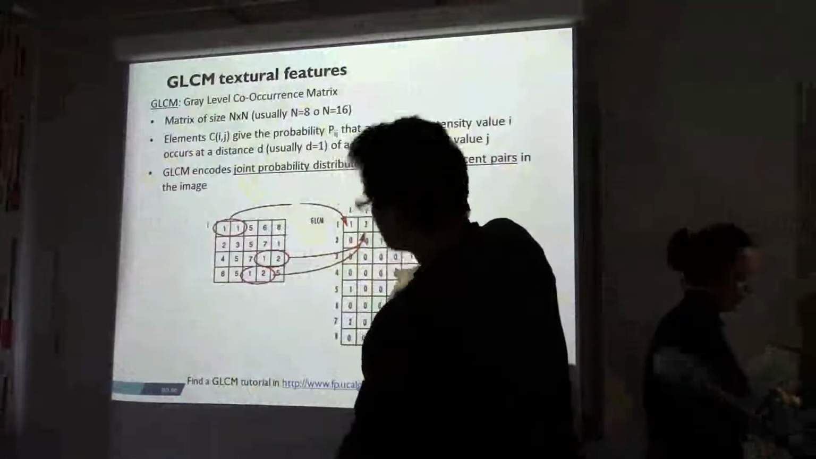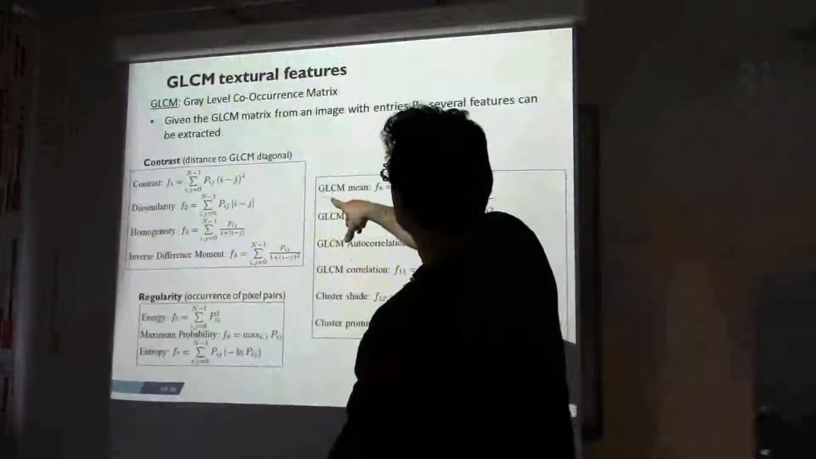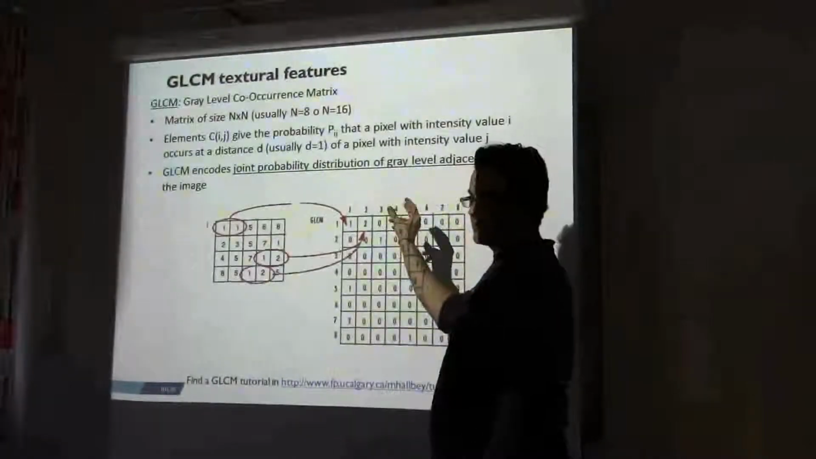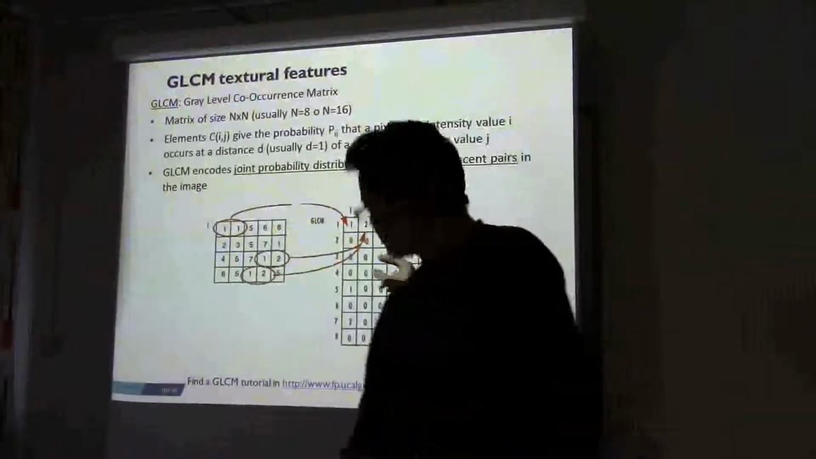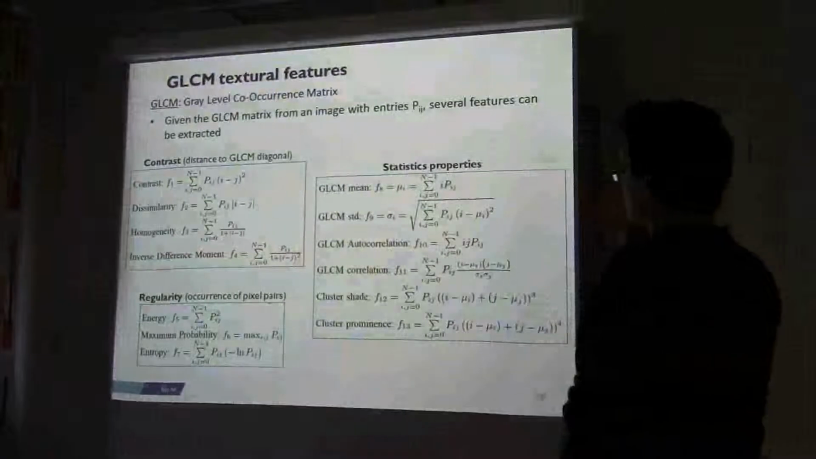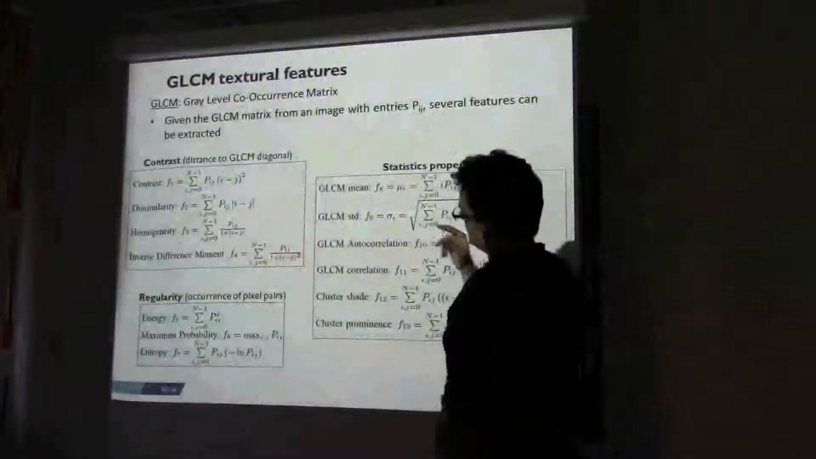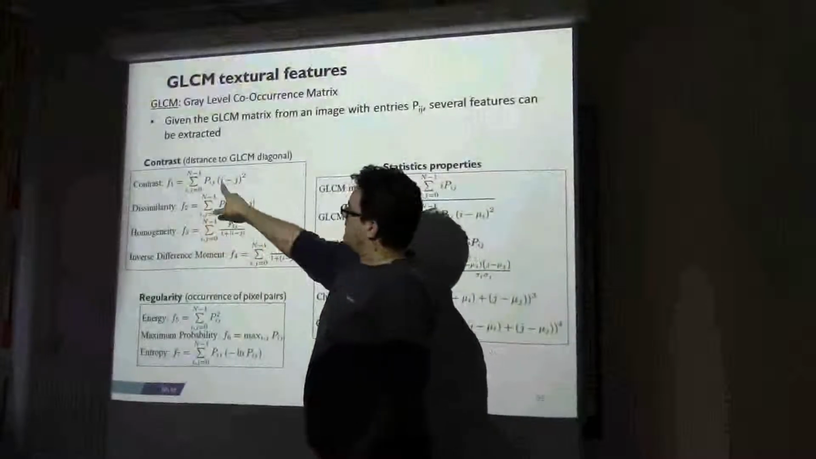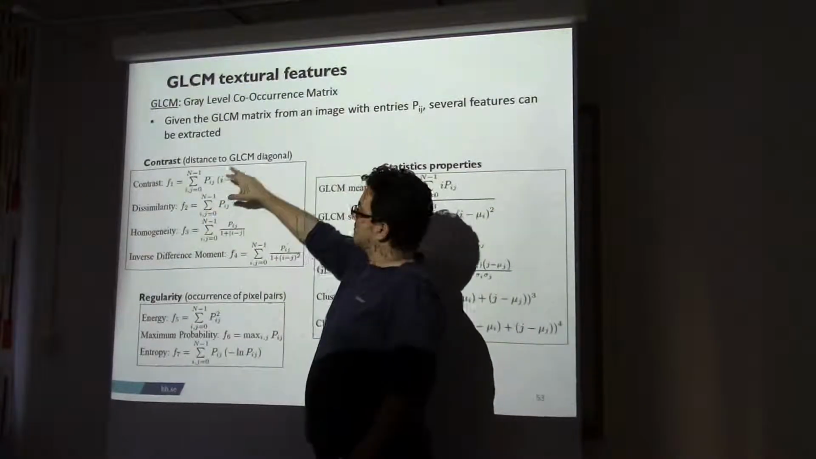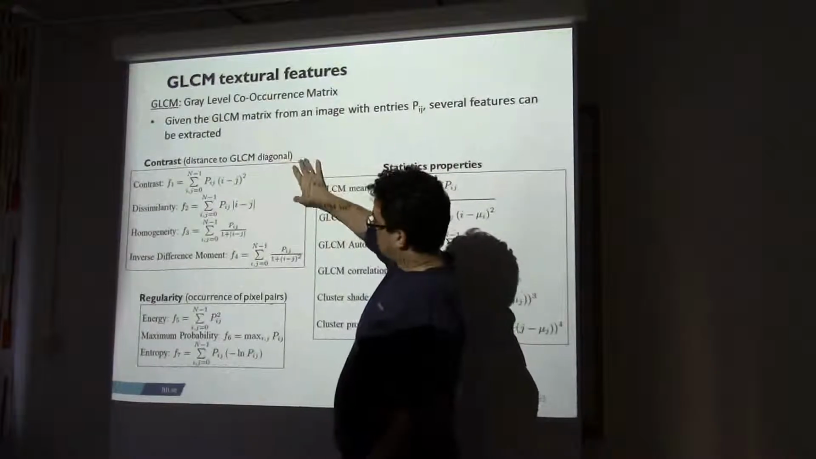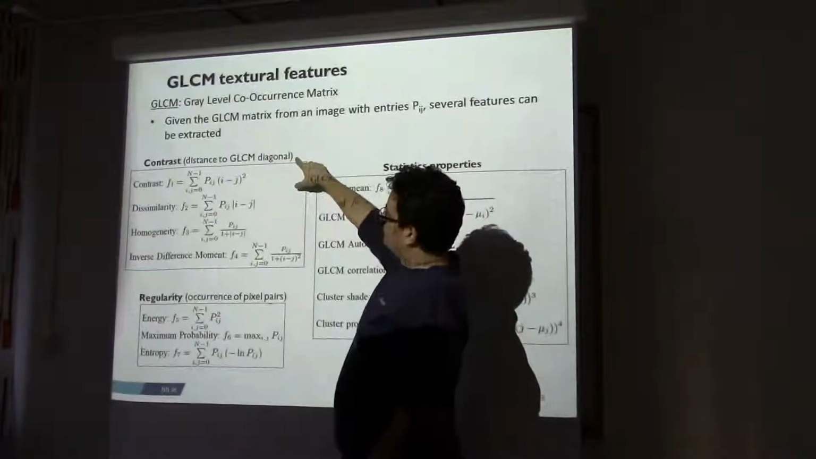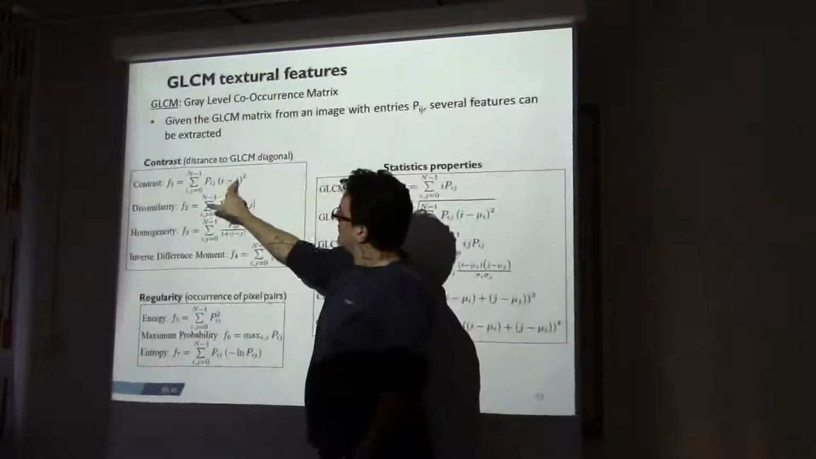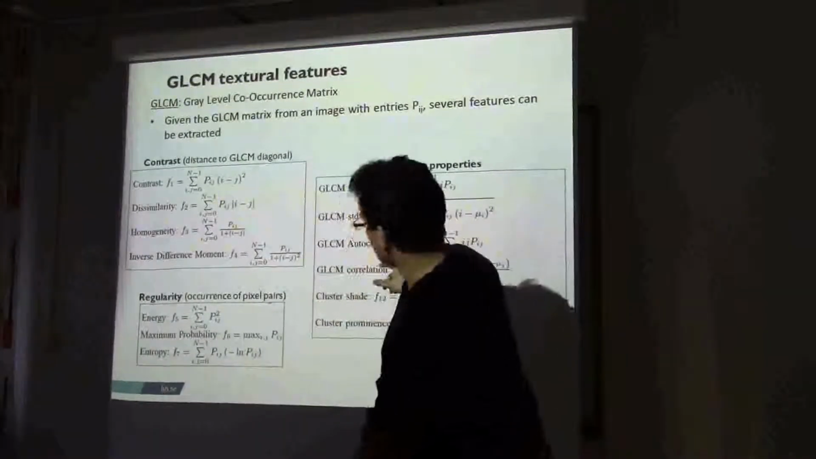After you have this matrix, you can extract different properties. These values here represent probabilities of joint gray values. So you can extract different properties from your image based on these probabilities and the position in the matrix. In this case, for instance, you can have these measures here, which are contrast measures, because you have the difference between the positions here in the matrix.